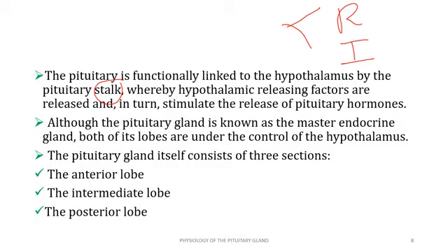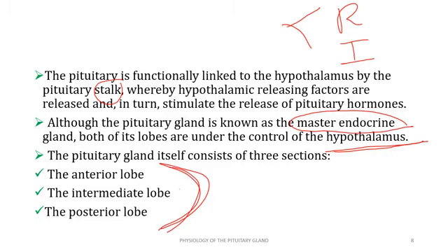Although the pituitary gland is known as the master gland, to insist, it used to be called a master gland, but it's not a master gland. The pituitary gland is under the control of the hypothalamus. That's why it's not a master gland. To insist again, these are the three lobes of the pituitary gland, and the middle lobe only exists in the fetus, while in the adult we just remain with the anterior lobe and the posterior lobe only.